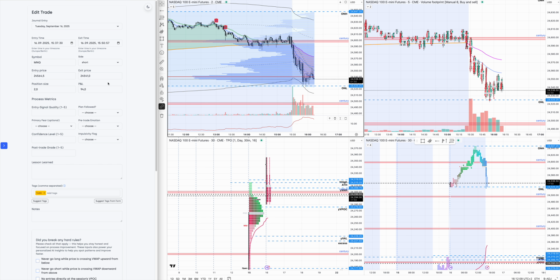Then entry signal quality, I would say is a 4, even though it was at the lows. Again, context. Follow: yes. Primary fear: I was actually afraid of being wrong, and this is optional because it doesn't mean you are afraid all the time. Hopefully you are not.